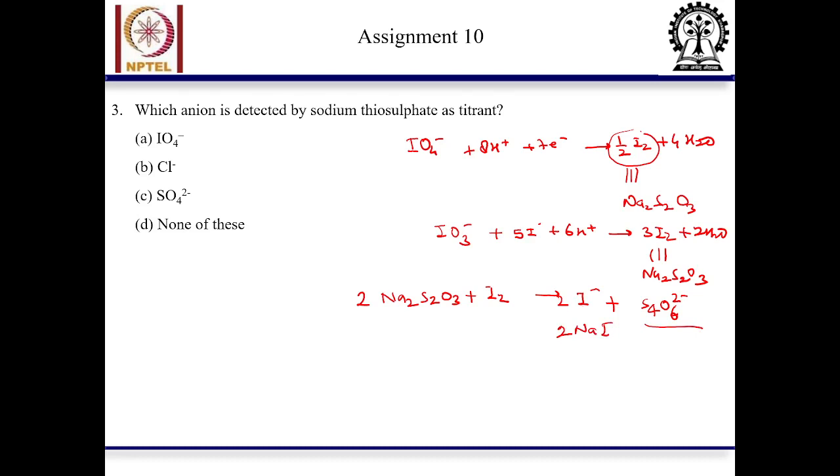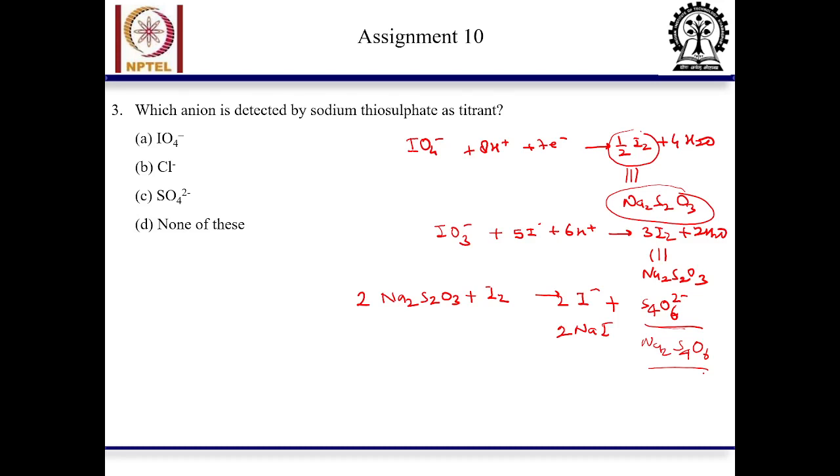There is a difference between iodometric titration and iodimetric titration. In iodimetric titration, you are using iodine directly, titrating iodine with your titrant. But here what we are doing, we are generating the iodide ion, and then we are going to titrate with sodium thiosulfate. So sodium thiosulfate is going to form sodium tetrathionate.